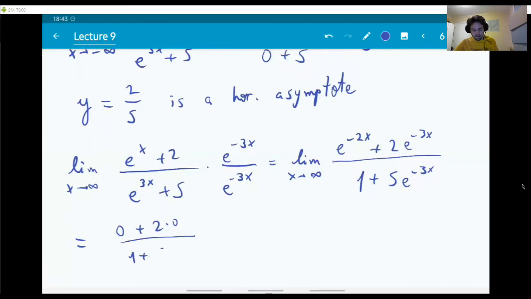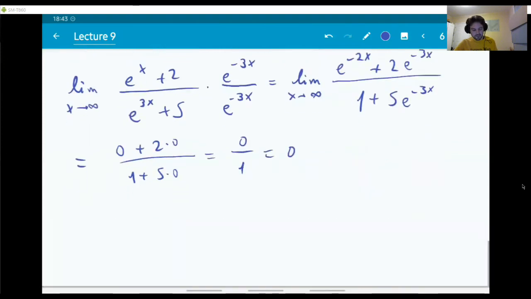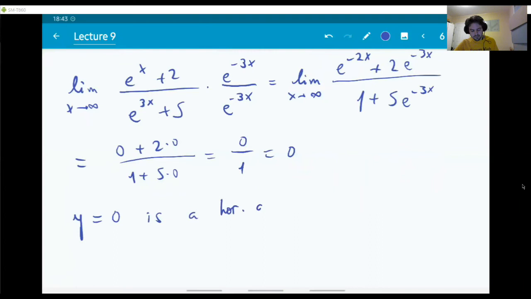So you have mostly zeros here except for the 1 in the denominator. 0 over 1 is 0, which means now we found a value, we found a finite value. So this is an asymptote. So once again, we have a function with two different horizontal asymptotes.